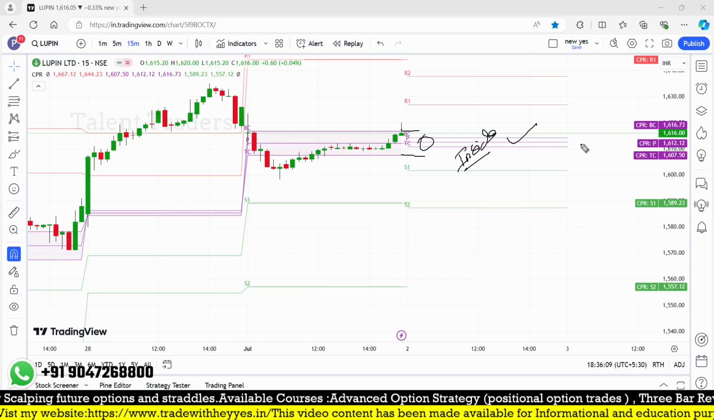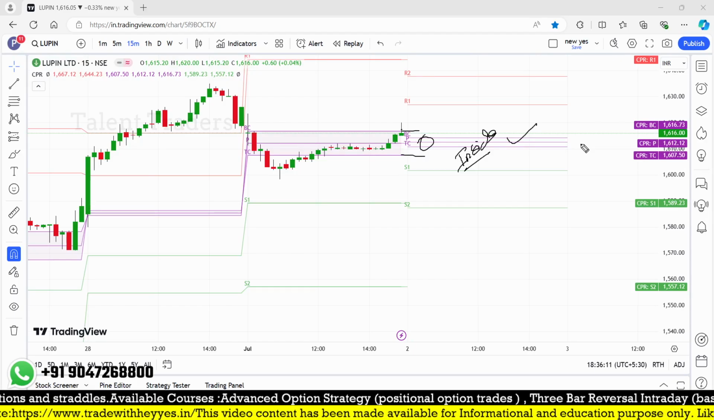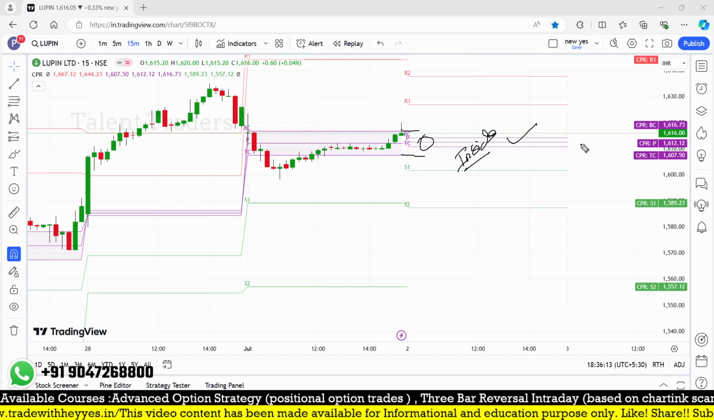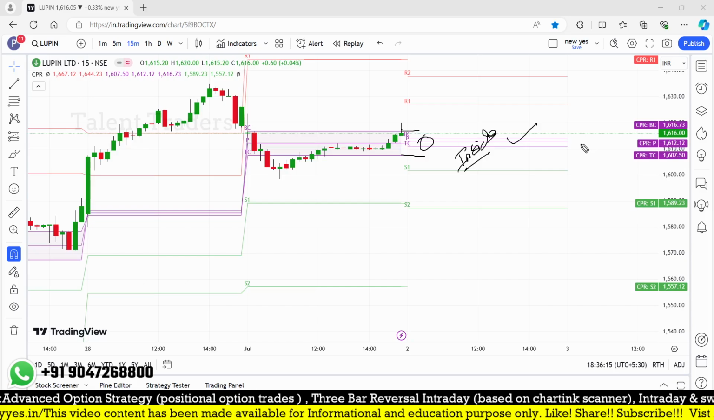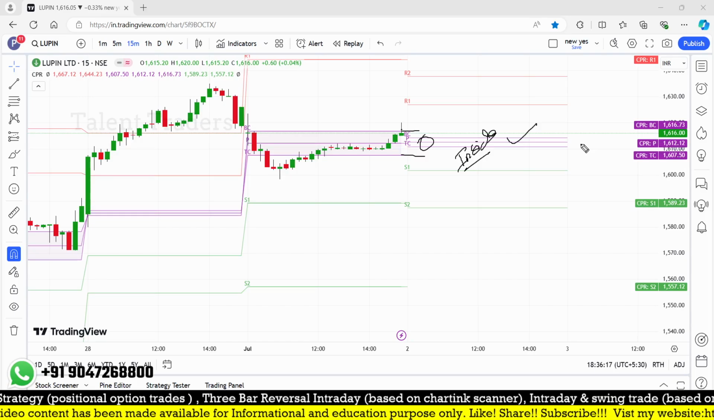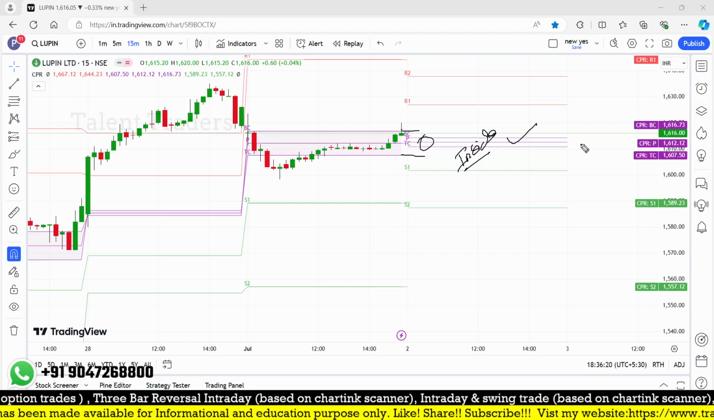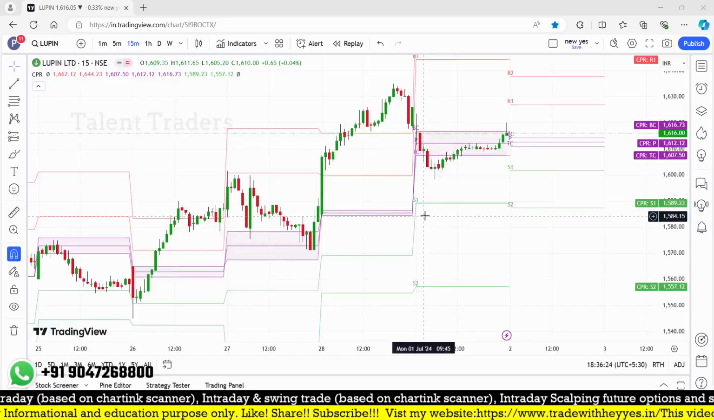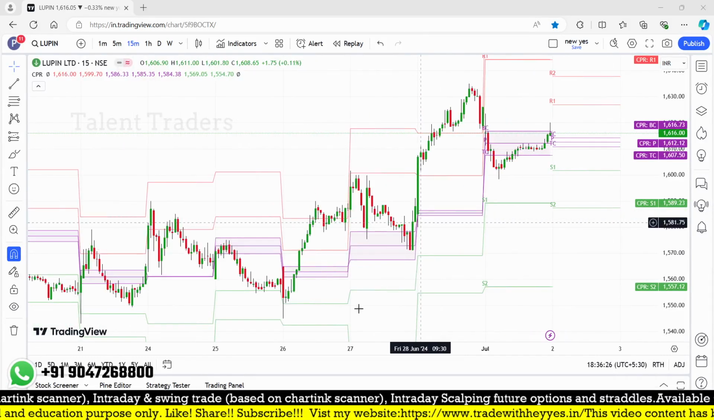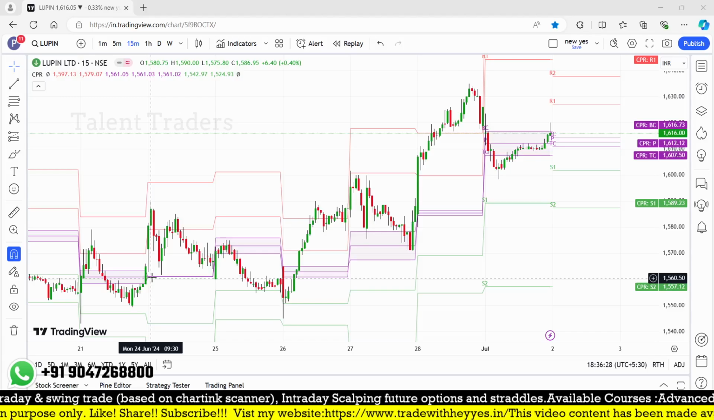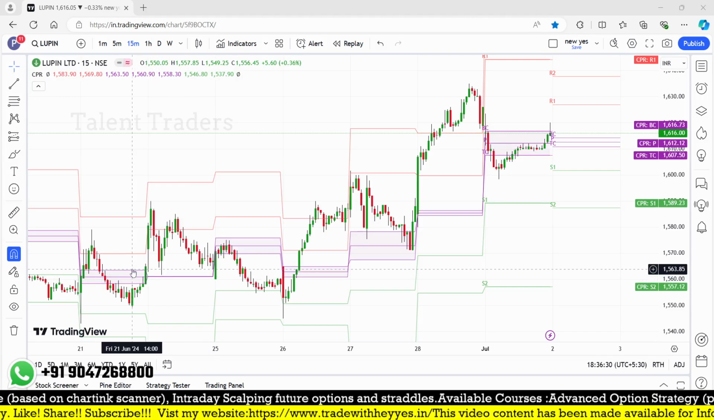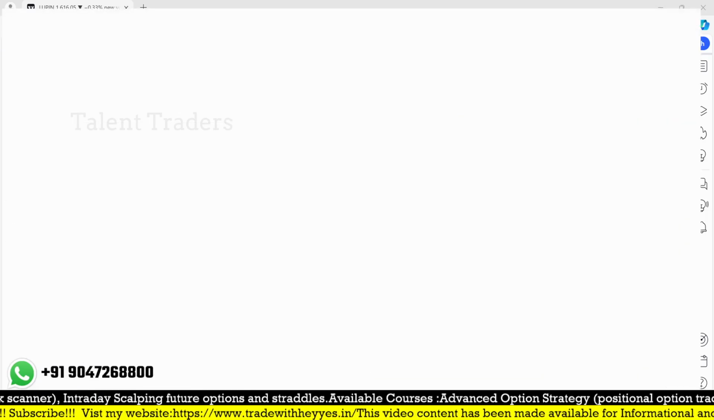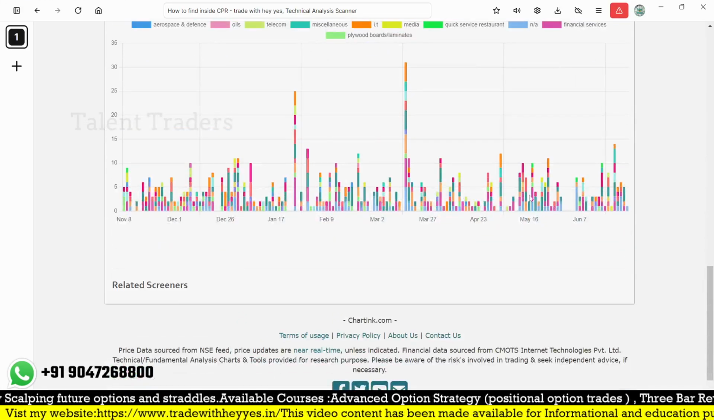Narrow CPR, we have created different scanners to find a very tight range. We can adjust the width of that TC and BC. There we used higher level TC and lower level BC. So here it will find the stocks which tomorrow we can look at for a trading opportunity. Here also you can look at this very tight range, very narrow and inside. So we can easily filter out with the scanner, and this is a backtest result.